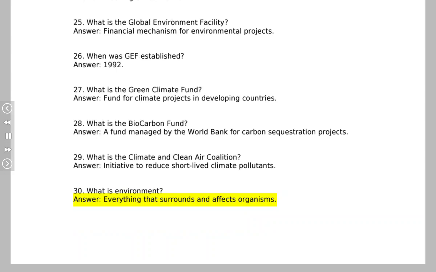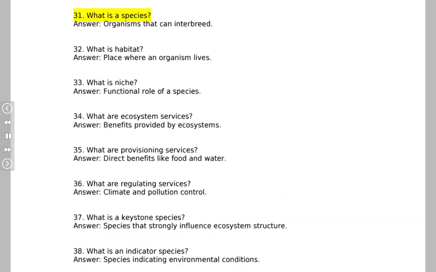30. What is environment? Answer. Everything that surrounds and affects organisms. 31. What is a species? Answer. Organisms that can interbreed. 32. What is habitat? Answer. Place where an organism lives. 33. What is niche? Answer. Functional role of a species.